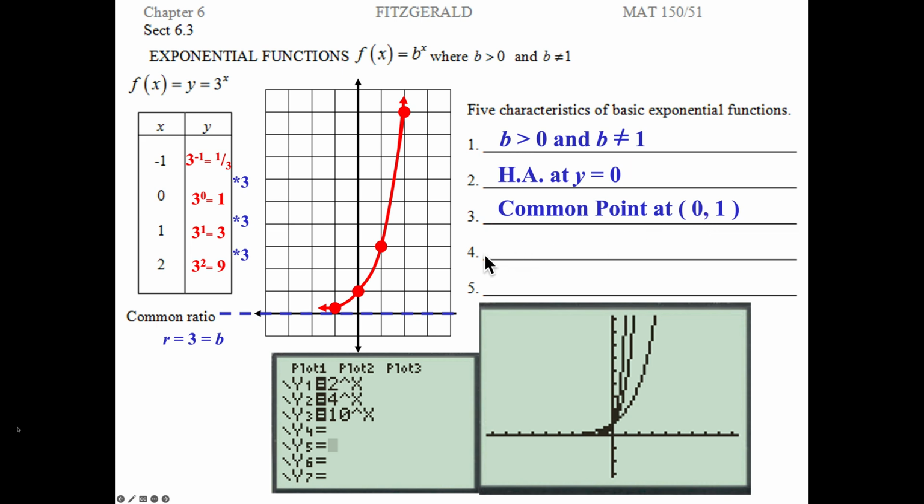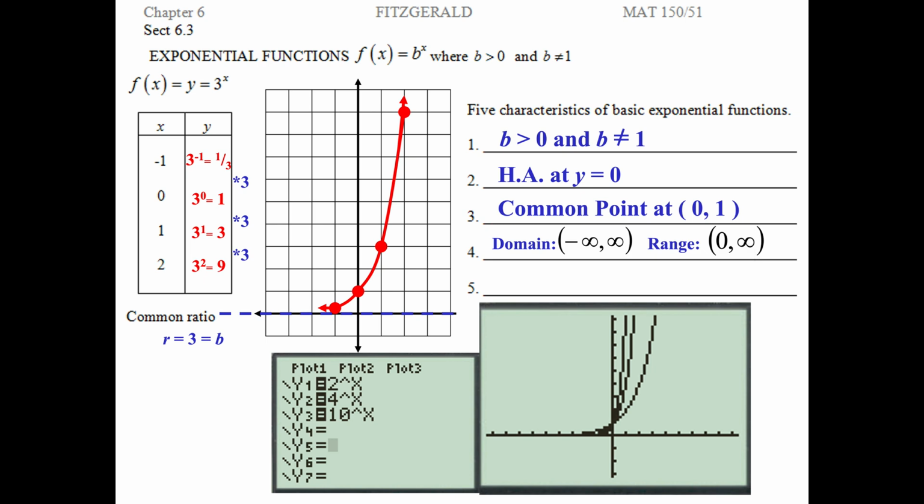Number 4, well, when you talk about functions, you have to talk about domain and range. So the domain of our function will be all real numbers, negative infinity to positive infinity, but the range, your y-coordinates, they're restricted. This graph will never cross the x-axis. Therefore, the range of your basic exponential function, you will always generate positive y's.